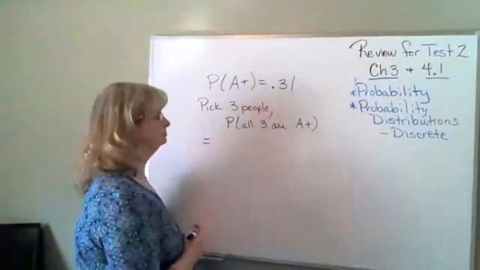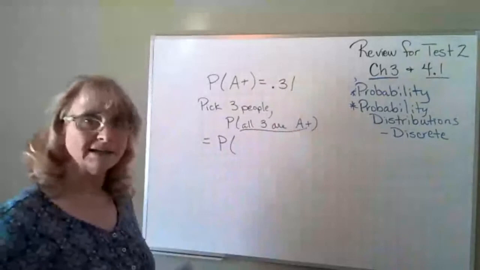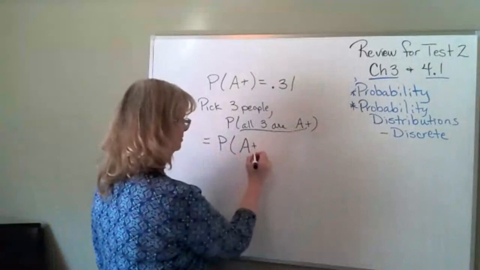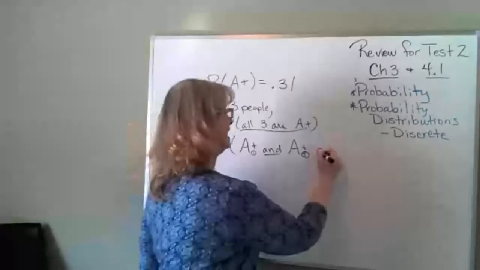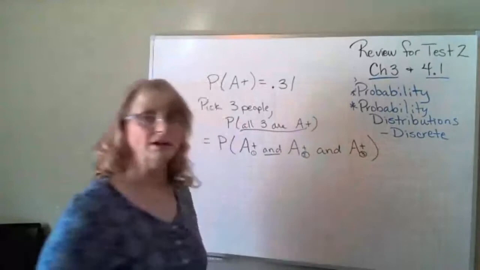That means another way to say all three are A positive is the first one is A positive, so I'm going to write A positive on number one, the first person. And the second one is A positive. Put a little two there for the second person. And the third person is A positive. This is the only way all three can be A positive: if the first one and the second one and the third one.